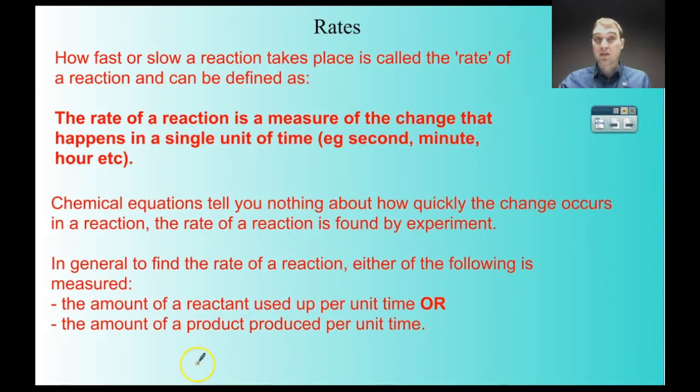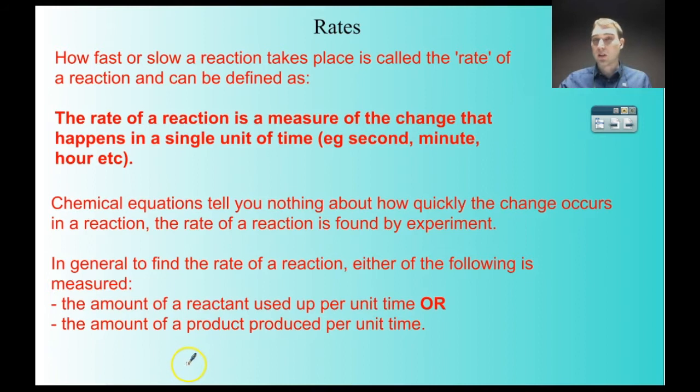So what is the rate? Rate of reaction is a measure of how fast or slow a reaction occurs. It's a measure of the change that occurs in a reaction in a unit of time, so per second, per minute, per hour. Chemical equations that we write down don't tell you how fast or slow a reaction is. That's found by doing experiments.